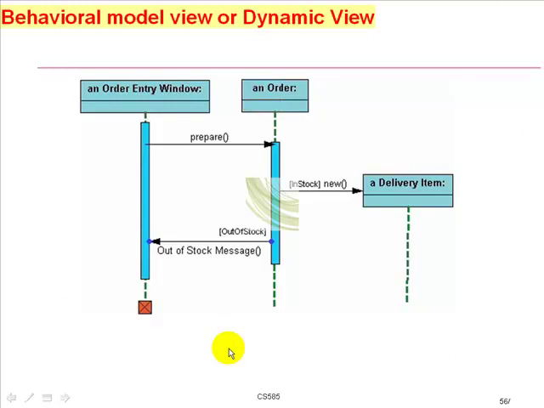Yeah. Here's another example of a sequence diagram. We have an order entry window, which is an object. An order is an object. A delivery item is an object. And notice in this particular diagram, we're using objects. A sequence diagram is a behavioral diagram. Behavior means object, dynamic. So does the state chart diagram.